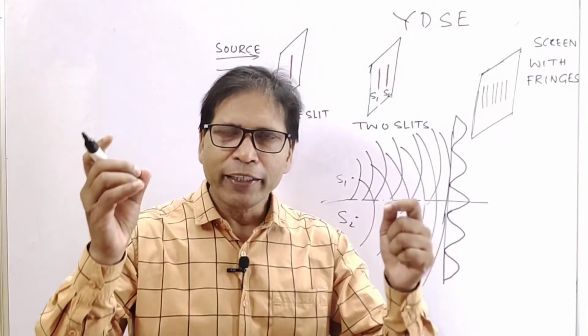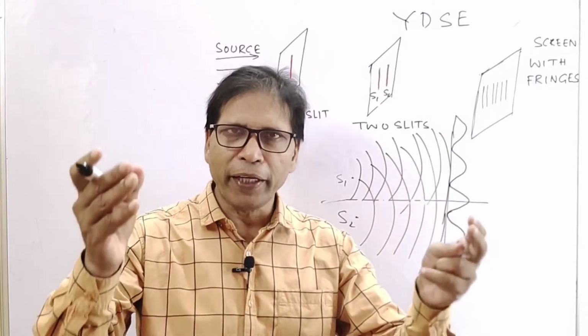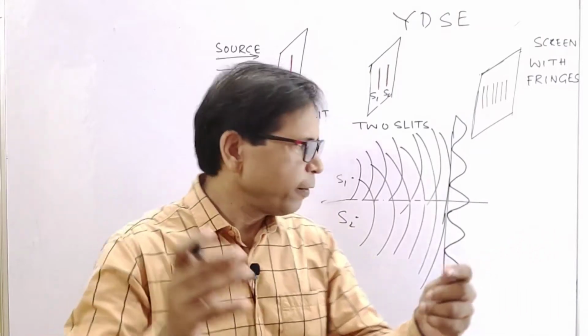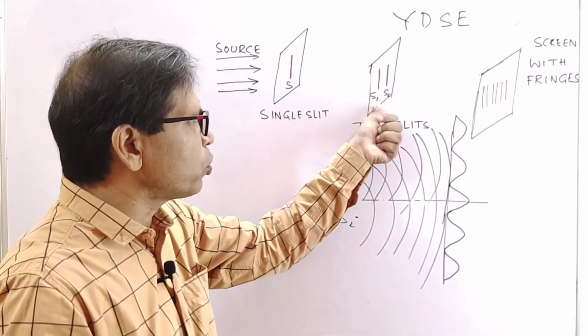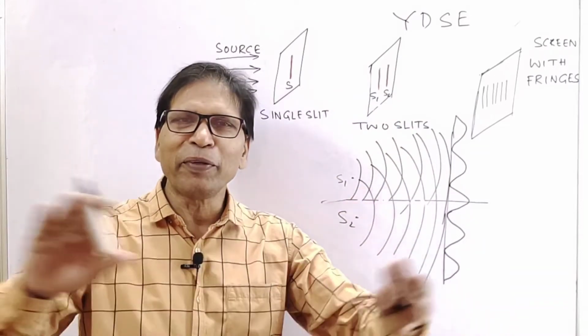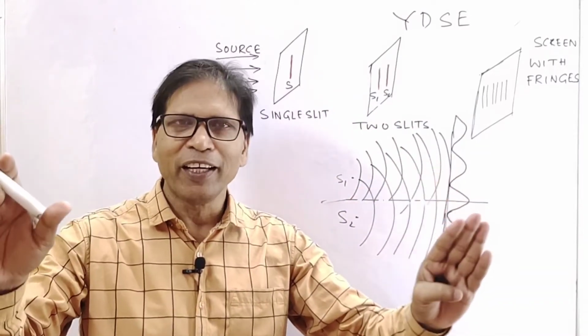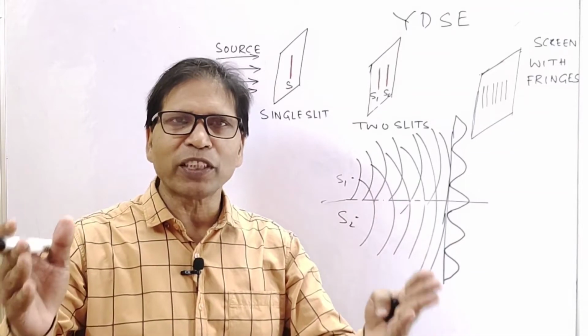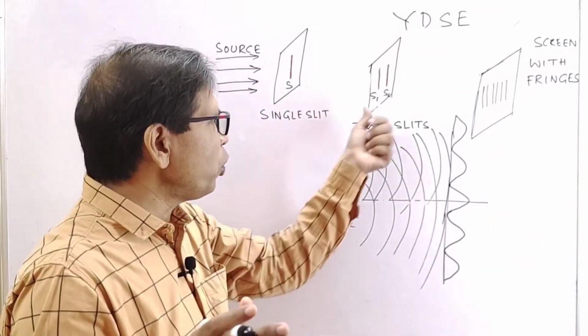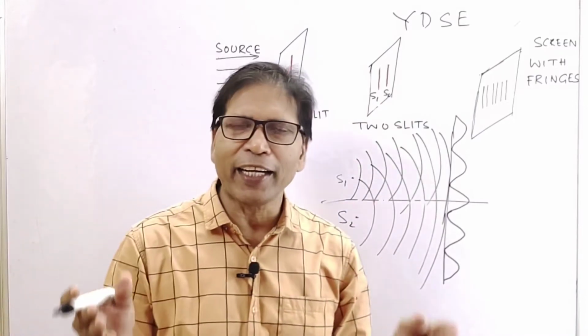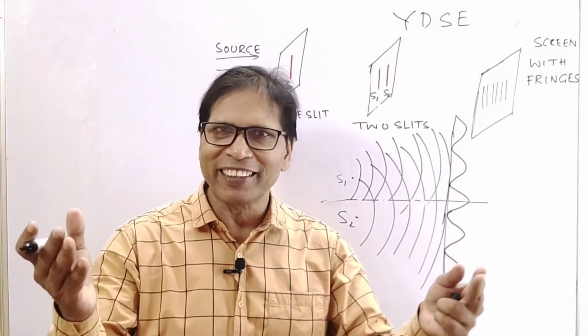Now there are important points of Young's double slit experiment. If either one of the sources S1 and S2 is closed, no interference pattern is observed, because a single source cannot produce an interference pattern. If two different sources are placed at S1 and S2, what happens?